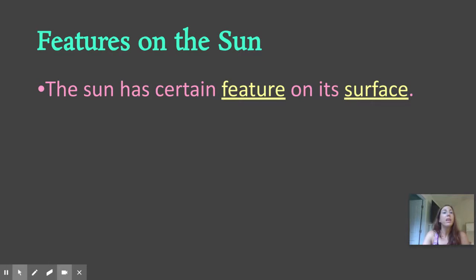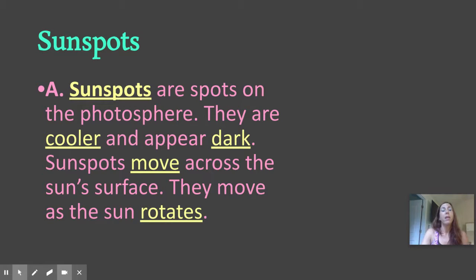Features on the sun. The sun has certain features on its surface, and they are called sunspots. The first one is called sunspots. They are spots on the photosphere, and they are cooler and appear dark. And sunspots move across the sun's surface as the sun rotates.